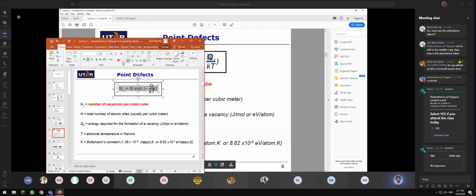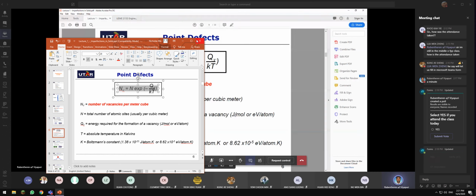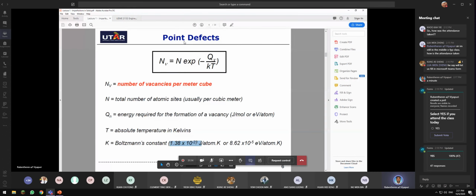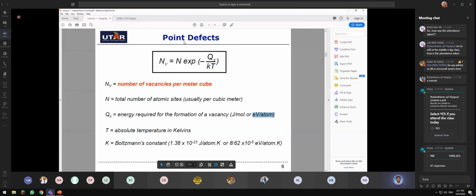You need to use the correct Boltzmann constant, right? If it is in J per mole, you need to use 1.38 times 10 to the power of negative 23. If it is in eV per atom, you need to use 8.62 times 10 to the power of negative 5 eV per atom K, the Boltzmann constant. Please take note of this.